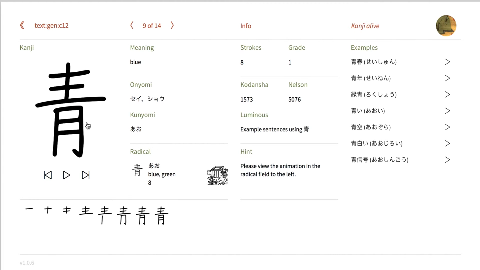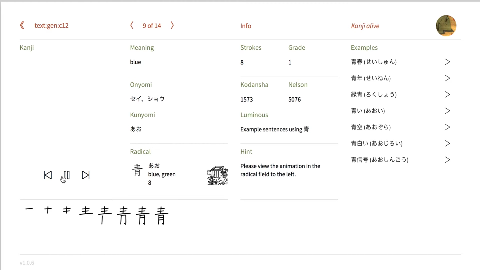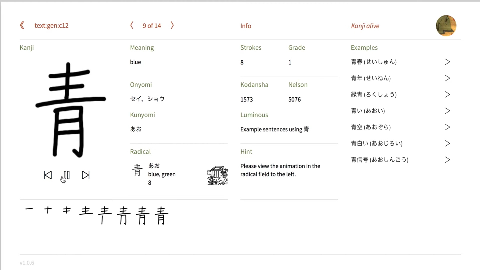We have another color here, and this is the color blue. It's ao, or sei, or sho. It is also its own radical. I don't know what that's supposed to mean. There's the moon in the bottom part of the kanji, so I guess you could think about a blue moon, and that might help you remember that this is the kanji for blue.